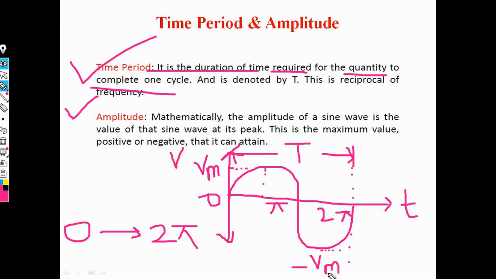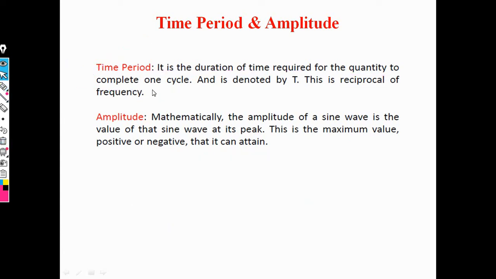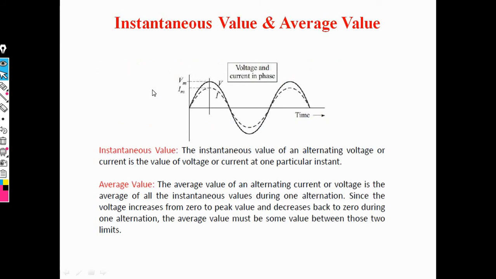Next point is instantaneous value and average value. This is the waveform, with maximum voltage and maximum current in phase: this is the voltage waveform and this is the current waveform with respect to time. The instantaneous value of the alternating voltage and alternating current depends on one particular instant.